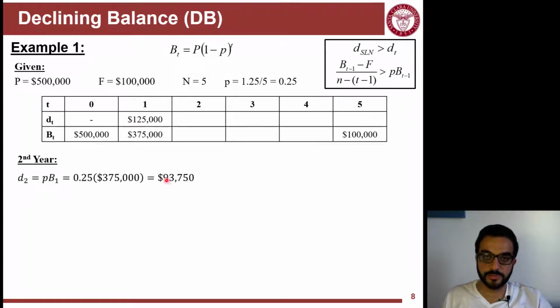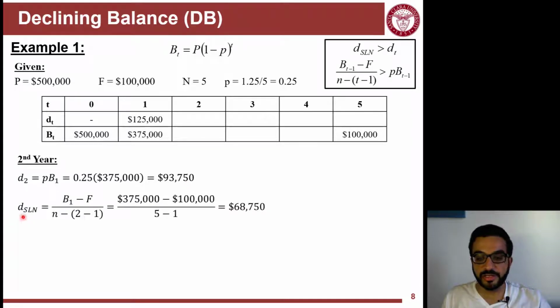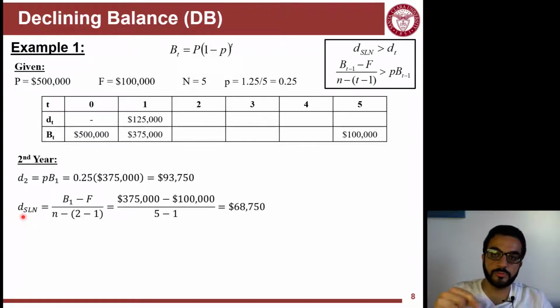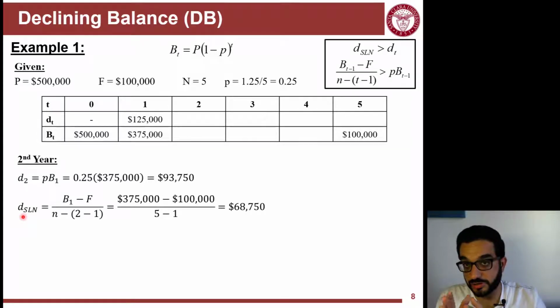Second year, similar process, a very systematic process here. D2 is equal to P lowercase times B1, following this formula. So I end up with 93,750. Now applying the straight line depreciation, it's not the same value as before, because if I switch to the straight line, I'm depreciating over 4 years, not 5 years.